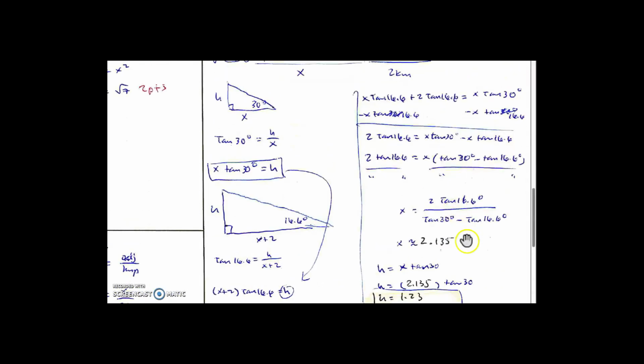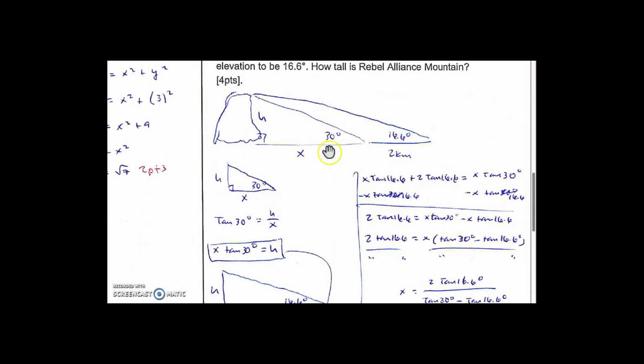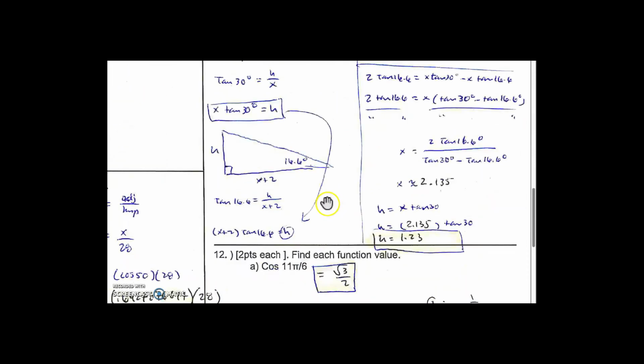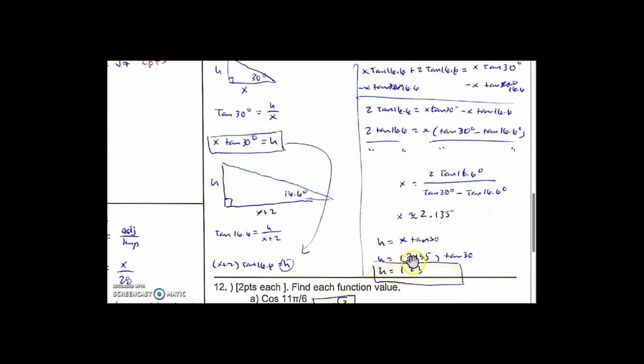Now remember, if you look at our picture, x represents the distance from where Darth was before she moves back. So this is 2.135. All I have to do is take that number 2.135 and substitute it into any of these equations that say h equals, because that's what we're trying to solve for. So then I put it, you can choose either one. So I put x here into x times tangent 30. Multiply those two and you get a height of approximately 1.23.